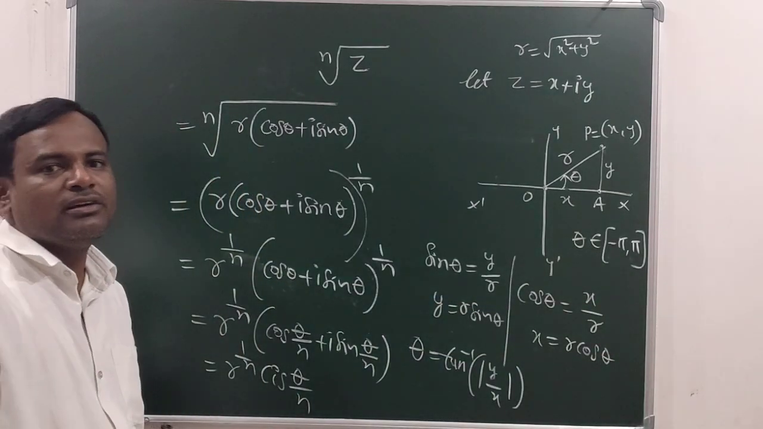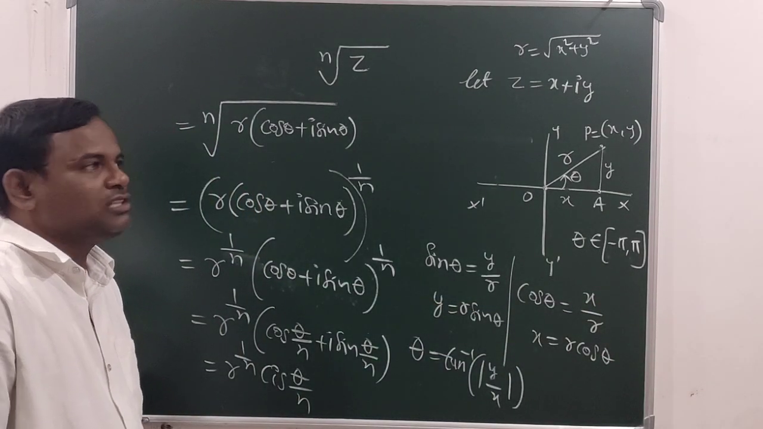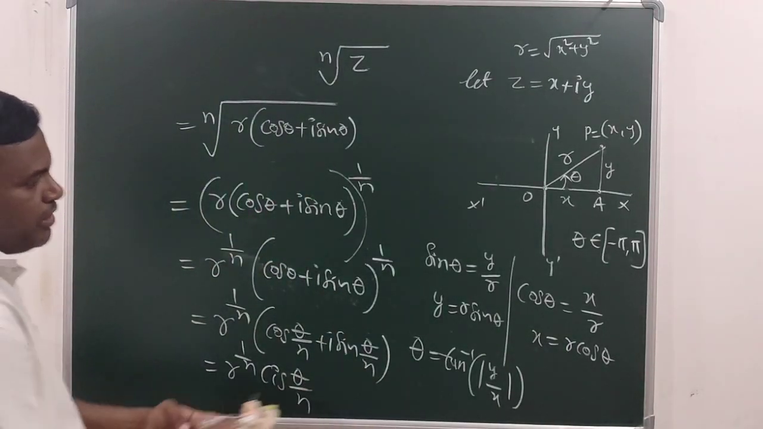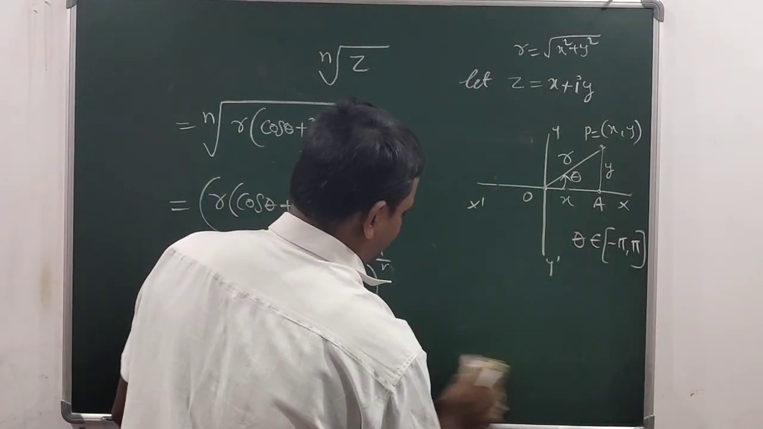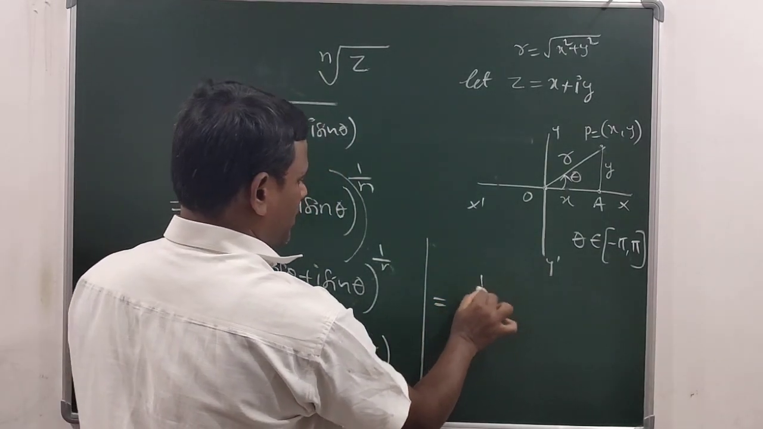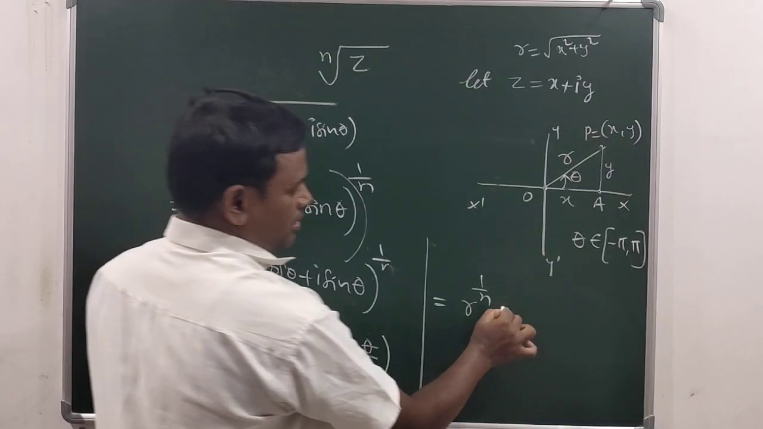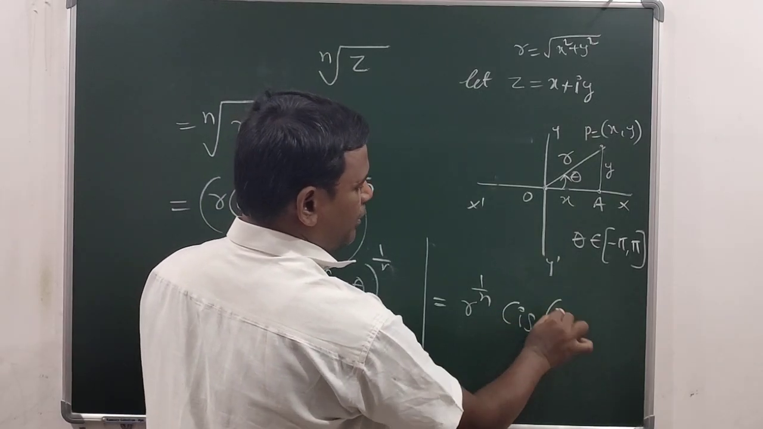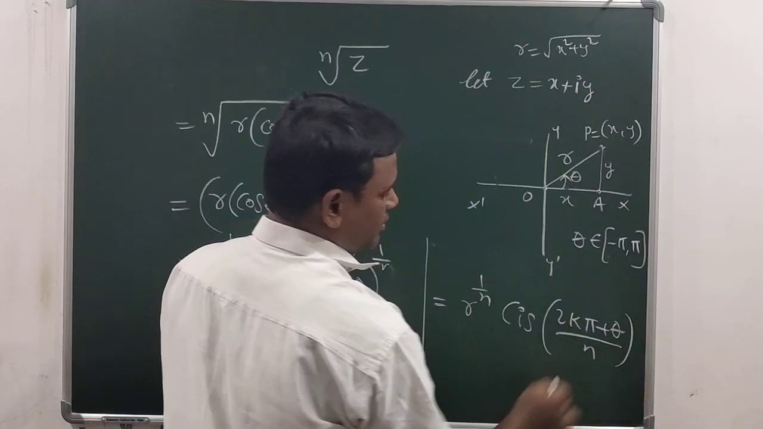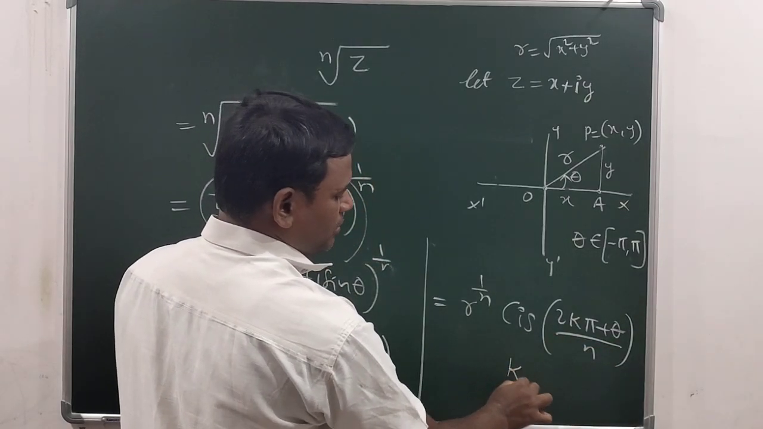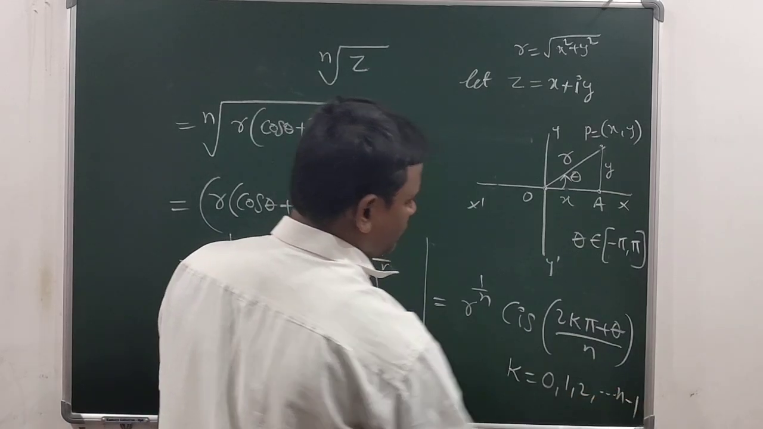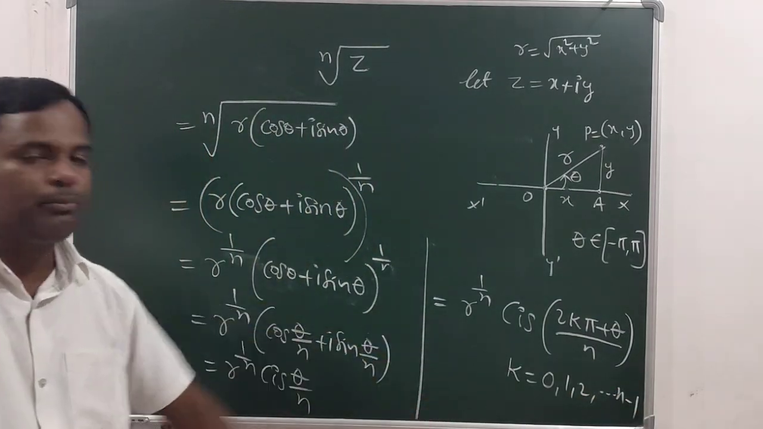Suppose you want the general solution, what do you have to do? In the place of theta, what do you have to write? r power 1 by n cis of 2k pi plus theta, by n, where k belongs to 0, 1, 2 and so on till n minus 1. This is very important.